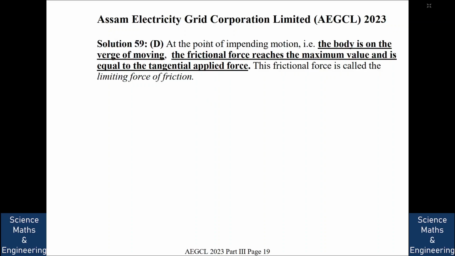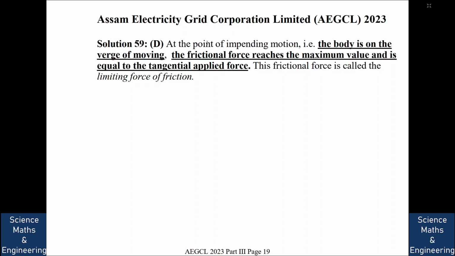So at the point of impending motion, the body is already on the verge of moving. As it is on the verge of moving, the frictional force has reached its maximum value, and this is known as the limiting force of friction. Till now it has not moved, so this force is equal to the tangential applied force, because only then are they in equilibrium. Once the body starts moving, then we will have this frictional force plus the force produced from the acceleration at which the body is moving. Okay, so go to the next question.